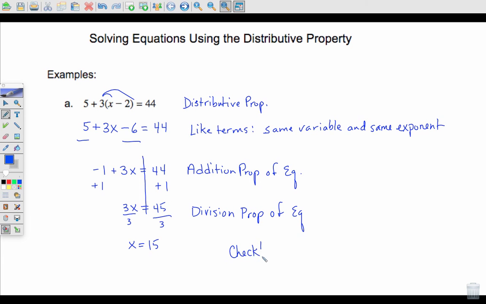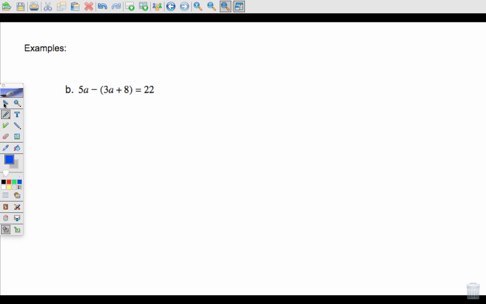Okay, and then remember, our last step is we want to check our answer. So I'm going to put it back into the original. 5 plus 3 times 15 minus 2 equals 44. When I go to check it, I don't have to use the distributive property anymore because we know what 15 minus 2 is, right? 15 minus 2, 13. And then 3 times 13 is 39. And 5 plus 39 is, in fact, 44. So it checks.